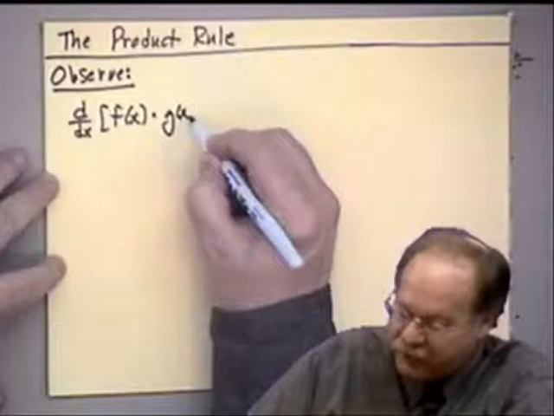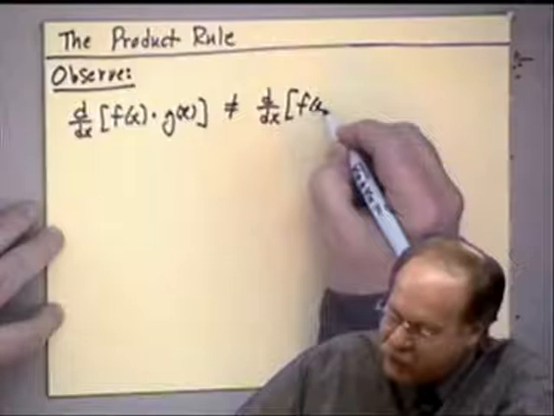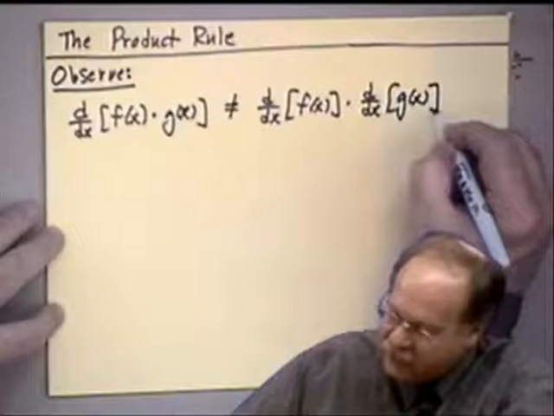So if I want the derivative of a product, I will show you that it is not equal in general to the derivative of the original function f times the derivative of the other function g of x. Now all I have to do is come up with a single example.